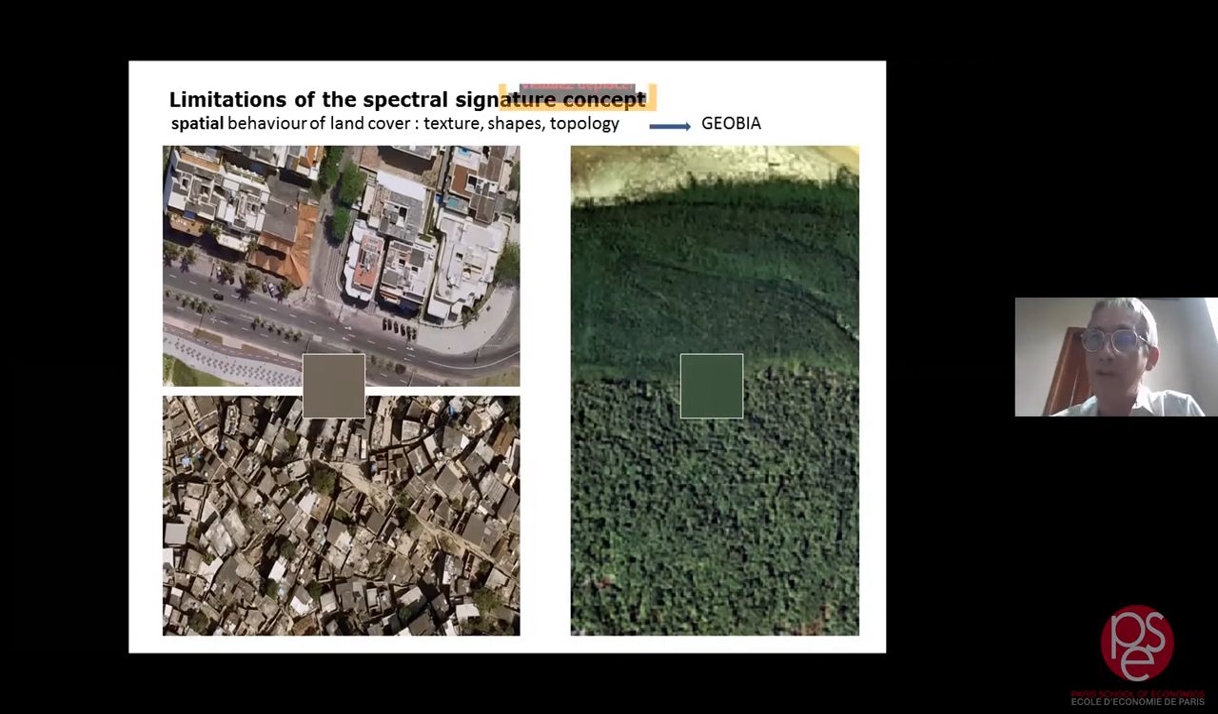Okay, it's an urban area, but if I want to say more about this urban area, it's to distinguish between two very different neighborhoods, which I think is very meaningful for many users. So I have to consider something else and not only the spectral signature.